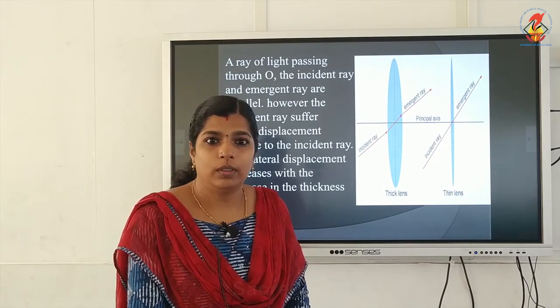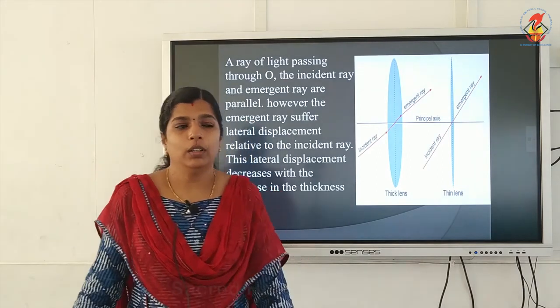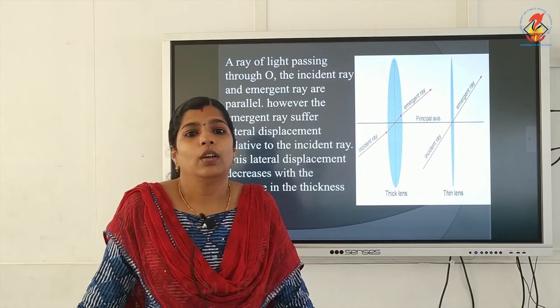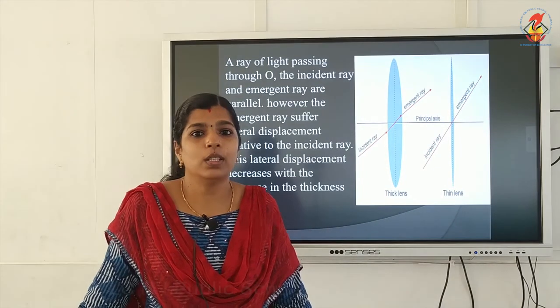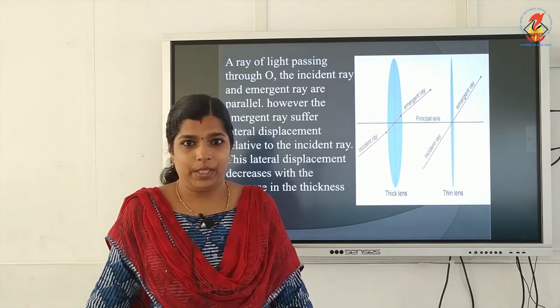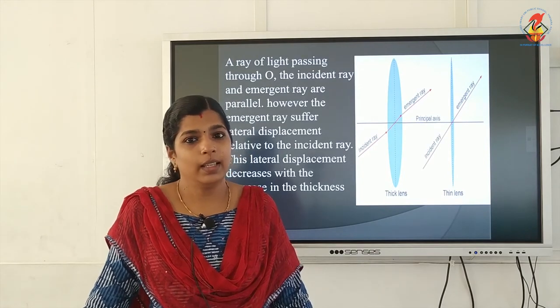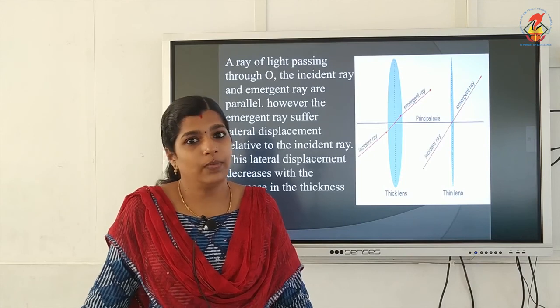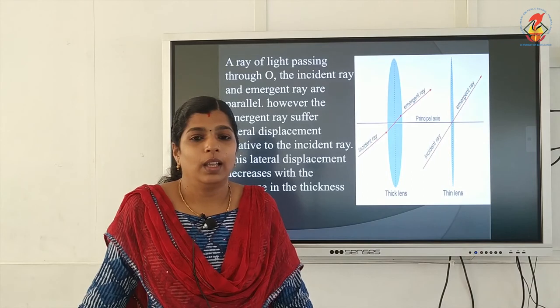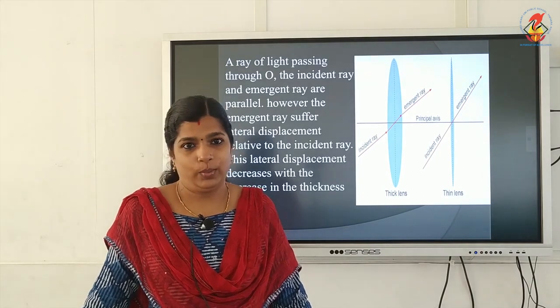So, 3 rules are there for the formation of image. With the help of these 3 rules, we can construct or draw the ray diagrams. Just like in mirrors we did, in the same way we will do it in the next video.